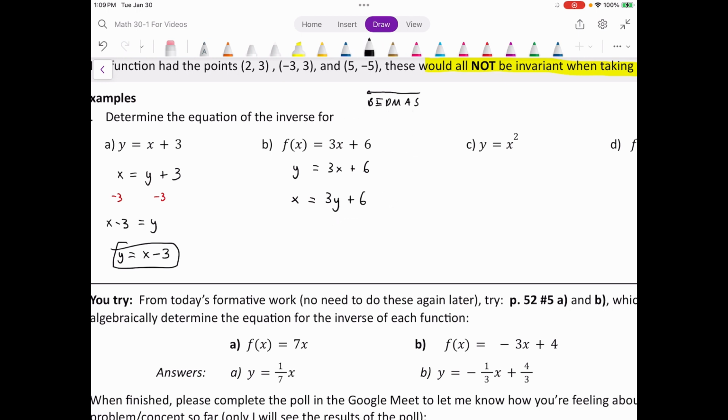So it's having 6 added to it. First things first, let's subtract 6 from both sides in order to undo that. So we get x minus 6 equals 3y.